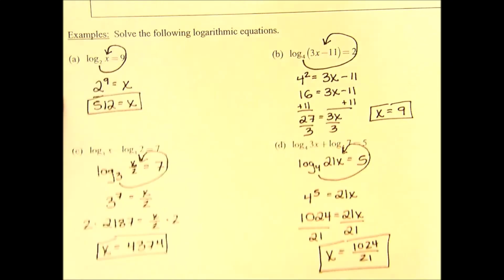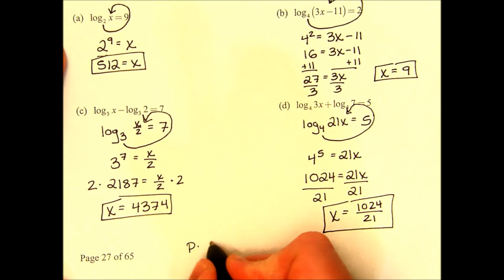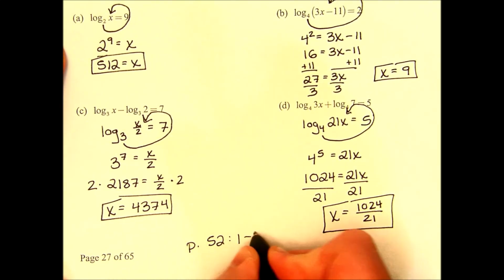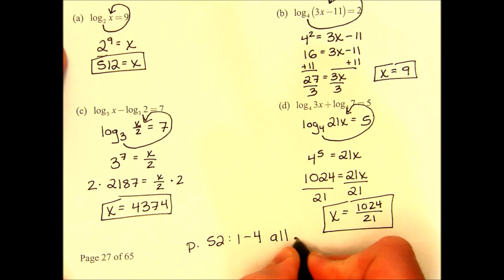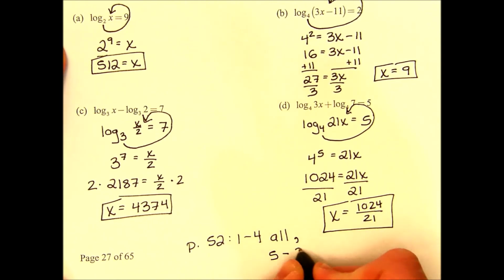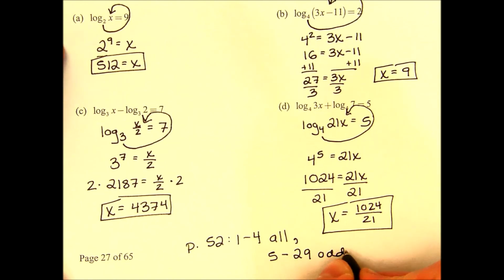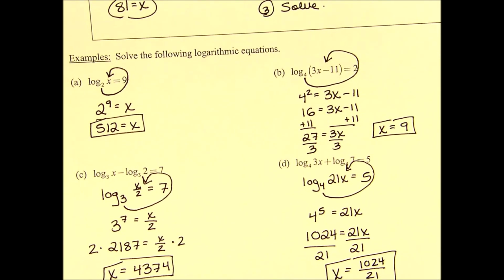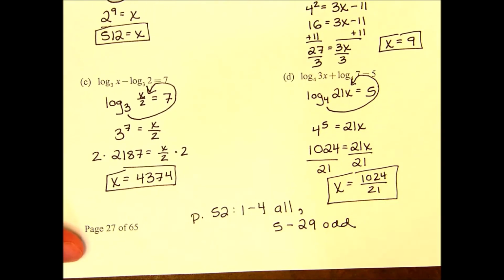And the homework is page 52, 1 through 4, all of those. That should go pretty quickly, though. And then 5 through 29, odd. Make sure that's actually on the screen. Page 52, 1 through 4, all. 5 through 29, odd. And that's it for today.